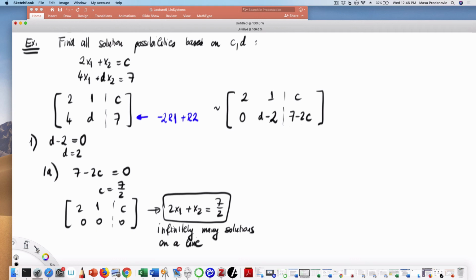All right. The second possibility here, 1b, is that 7 minus 2c is not a 0. Then I have a 0 equals something not 0, and that means that there is no solution, because I have an impossible case. Geometrically, if you remember, those are the parallel lines. I mean, it's confusing, but it's still a solution just fine. There is no solution.